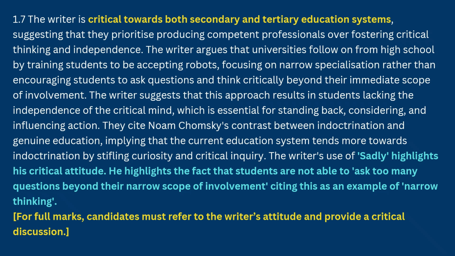The writer is critical towards both secondary and tertiary education systems, suggesting that they prioritize producing competent professionals over fostering critical thinking and independence. The writer argues that universities follow on from high school by training students to be accepting robots, focusing on narrow specialization rather than encouraging students to ask questions and think critically beyond their immediate scope of involvement. The writer suggests that this approach results in students lacking the independence of the critical mind, which is essential for standing back, considering, and influencing action.